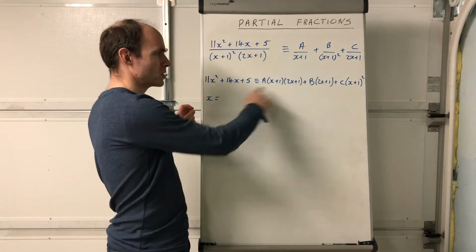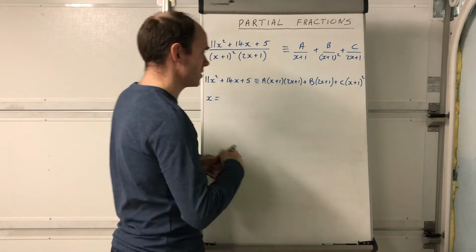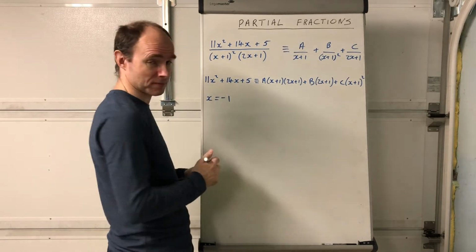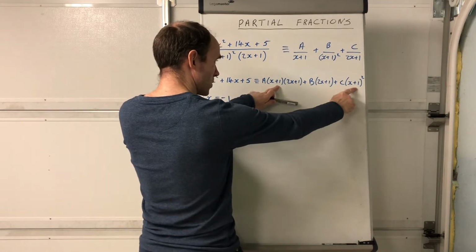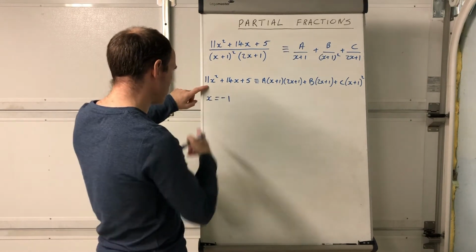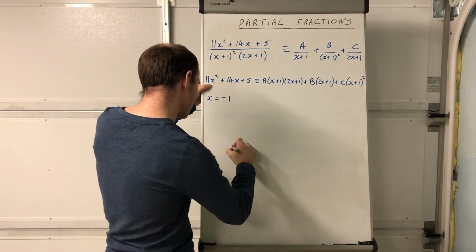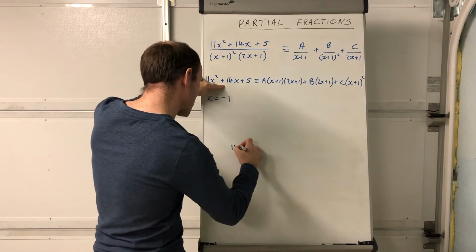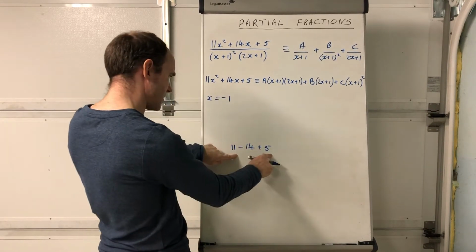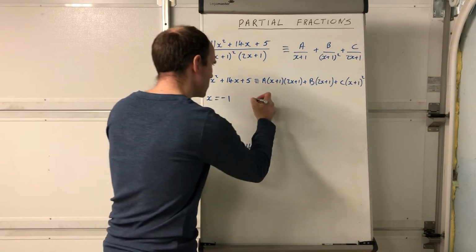Always best to try and use substitution as much as possible, okay? So the first sensible value to choose would be x is negative 1, yeah? Because then those two terms will cancel. So on the left hand side, we'll have 11 times negative 1 squared, so that's 11, and then subtract 14 plus 5. So what's that? 16, subtract 14, that's 2, okay?